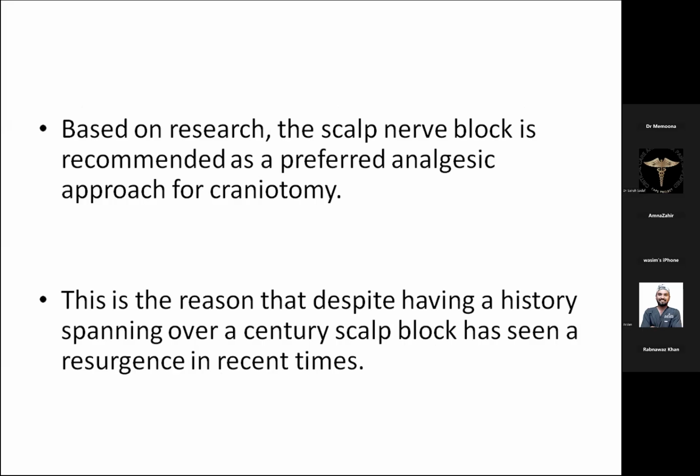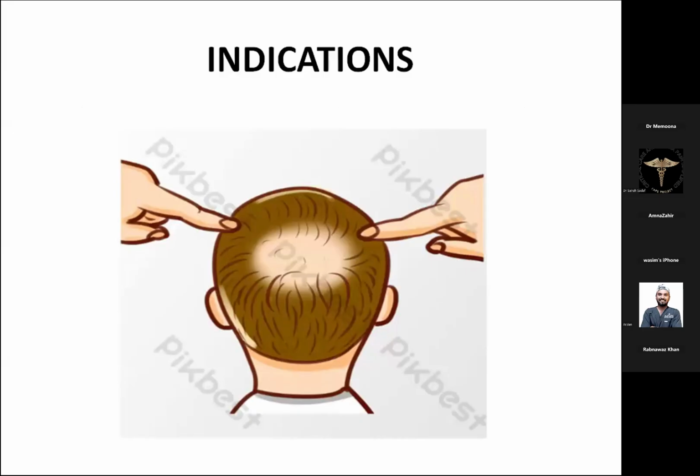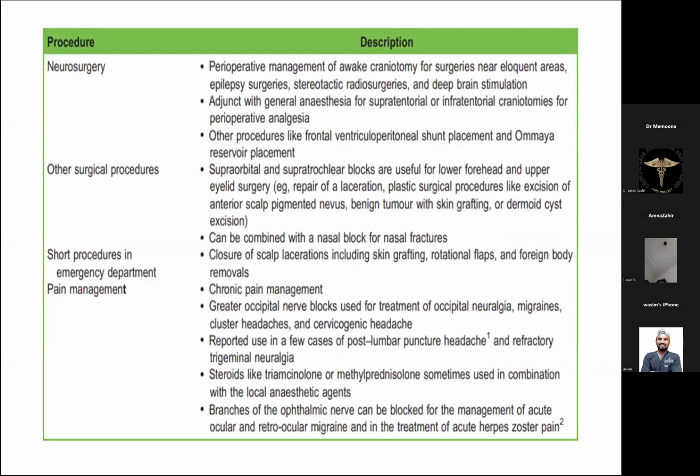Apart from craniotomy, what are other indications for placing a scalp block? It may include VP shunt placement, eyelid surgeries, removal of a dermoid cyst or a sebaceous cyst in the scalp region. In the emergency department, the scalp block may be placed for scalp laceration repair, removal of foreign body, and as already described by Dr. Umar, certain components could also be used in chronic pain management.